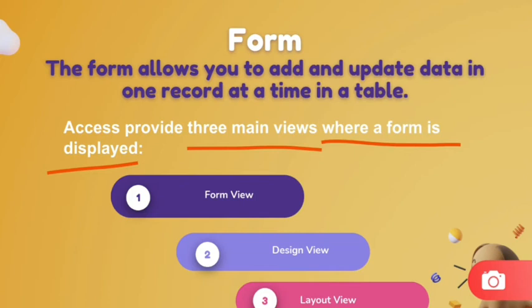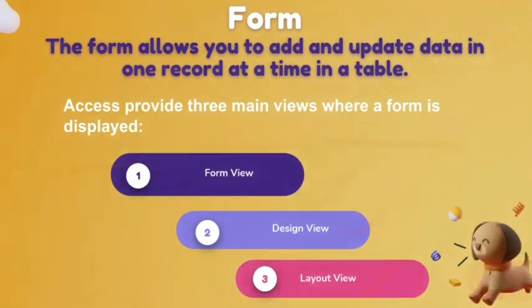The first one is the form view, then the design view, and the layout view. The three views are there in a form. These are the main views where the form is displayed: the form view, design view, and the layout view.